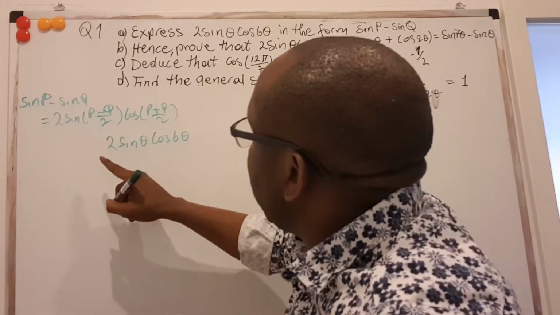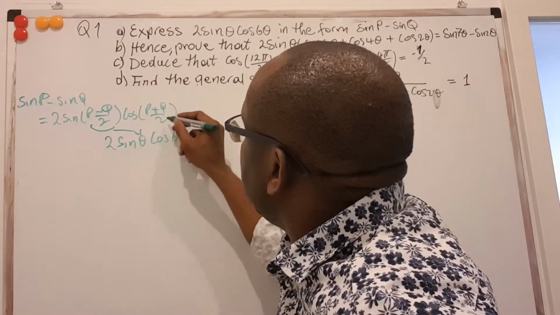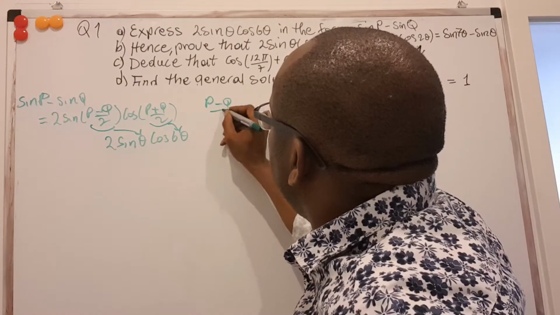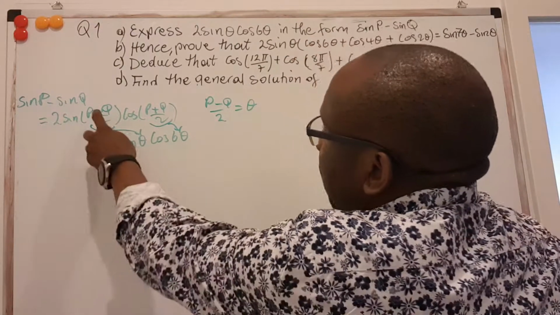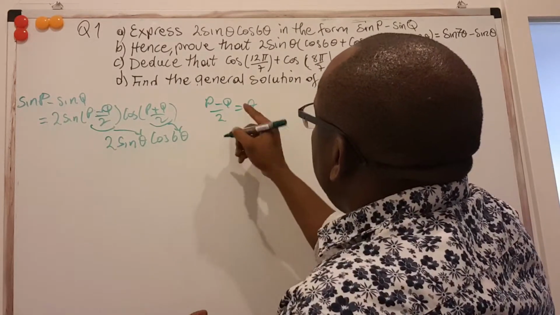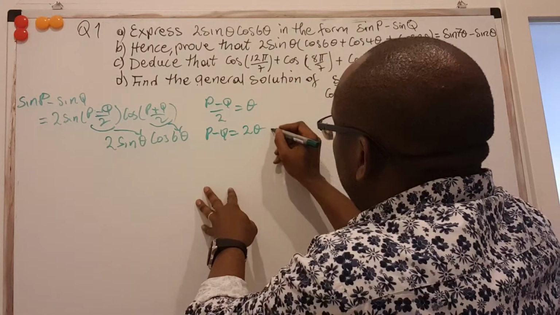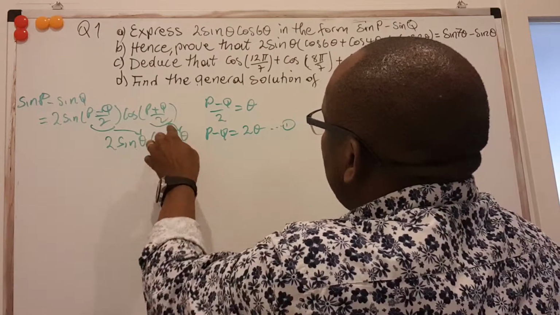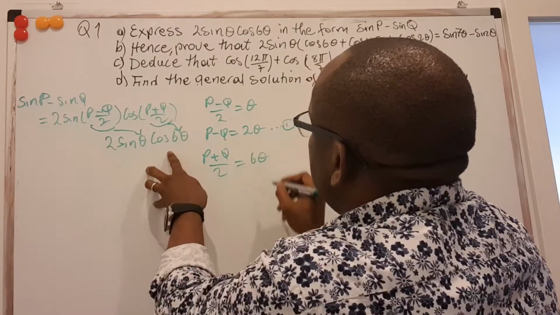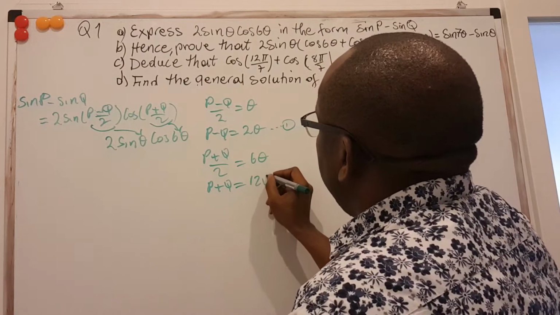So if I compare these two, then I will see 2 is exactly with 2. Sine is sine, so the relationship I find there is this and this one. That means (p minus q) divided by 2 is equal to theta. If I arrange this properly, then that is p minus q is equal to 2 theta. And we'll call this equation 1. The next is this one. (p plus q) divided by 2 is equal to 6 theta. So if I multiply both sides, I get p plus q is equal to 12 theta.